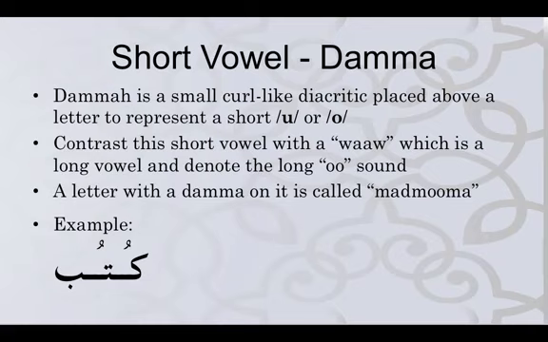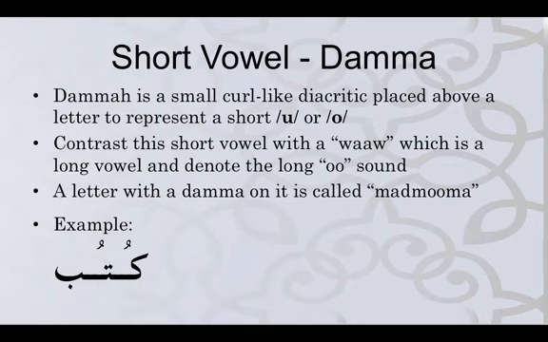This is the same with the Dhamma, the Fatha, the Kasra: it's a slight movement. Whereas in the long marks, I will differentiate a little bit later on how you can tell those two apart. The Dhamma is the short U sound or the short O sound, while the Wa, which is the long vowel, is the long Oo sound, the double O sound. So whenever a Dhamma is placed on a letter, the letter is called madmuma.